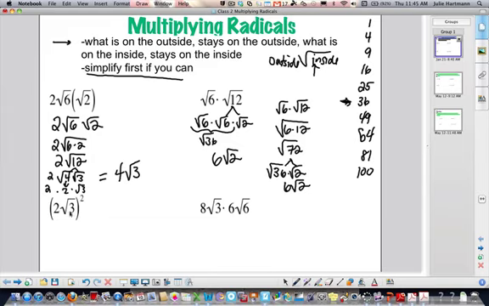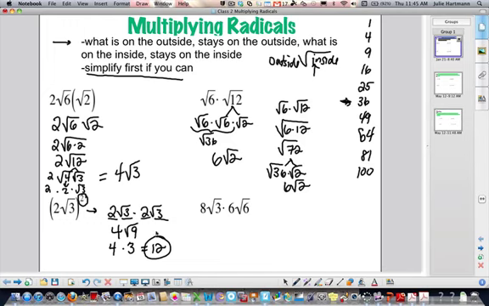All right, next one, 2 root 3 squared. Well, we've done squares before. We know that means 2 root 3 times 2 root 3. Well, what's on the outside stays on the outside. So 2 times 2 is 4. And then what's on the inside stays on the inside. Root 3 times root 3 is root 9. Square root of 9 is 3. So 4 times 3 gives us 12.